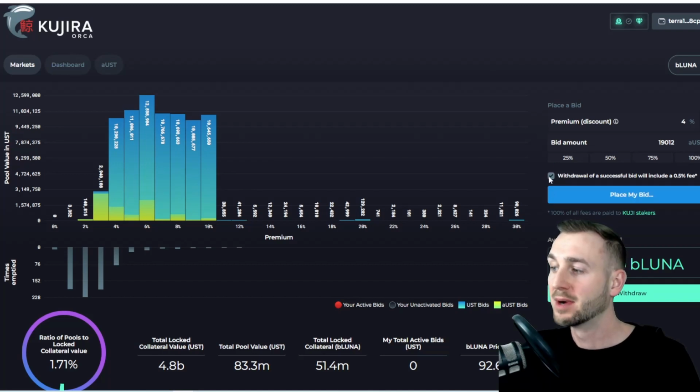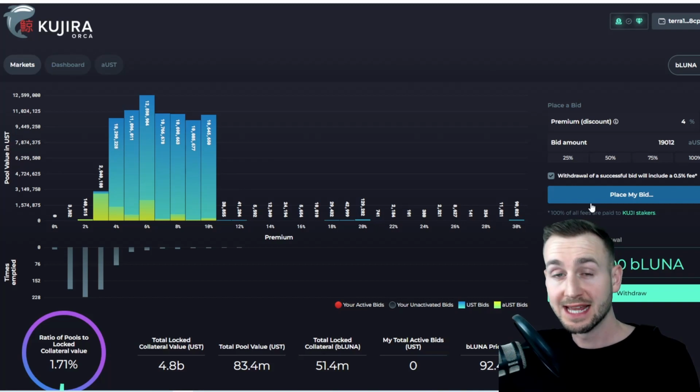Now, drawing attention to this button here, a withdrawal of a successful bid will incur a 0.5% fee. So this means if I bid on here and I'm successful to then get these BLUNA assets, the protocol will take 0.5%, but this goes all to the stakers of the Kujira token, as denoted just by here. So if you stake the Kuji token, this means you can get a share of all of the withdrawals that take place. And so every time a bid gets filled in here, that 0.5% is taken and then given into the staking pool. So this means a potential huge revenue share.